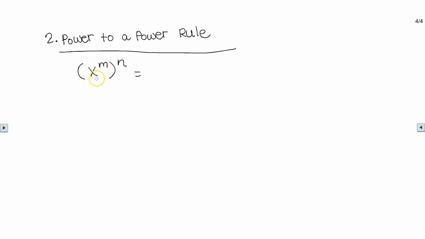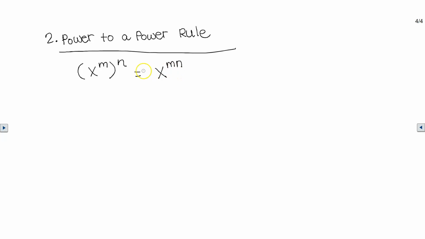It says that if you have x being raised to the m power, and then all of that is being raised to the n power, that will be the same as x to the m times n power. So I want you to notice again here how the base doesn't change. So this is like the product rule in that sense. We don't change the base.